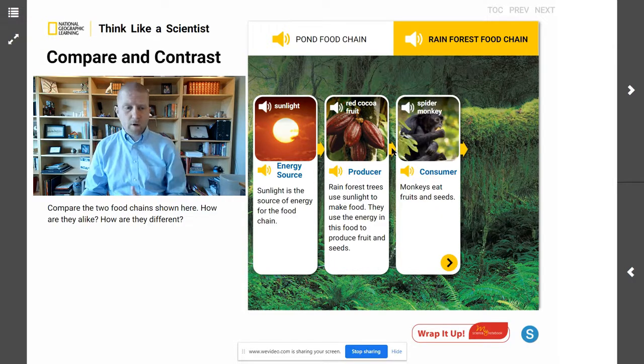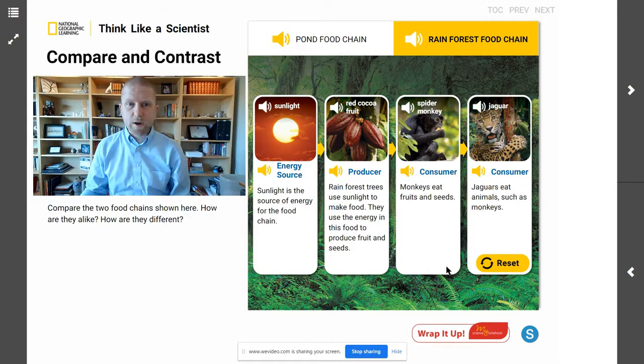Then the spider monkey comes along, and the spider monkey eats those fruit and seeds from the red cocoa fruit. Yes, you're right. Something is coming along to eat that spider monkey. And the spider monkey is consumed by another consumer, the jaguar. Jaguars eat animals such as monkeys.